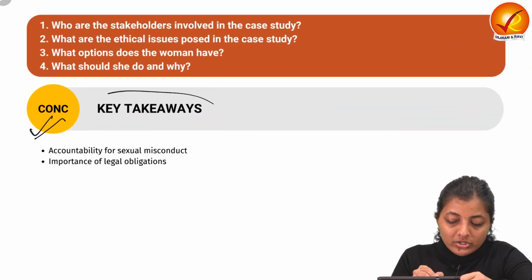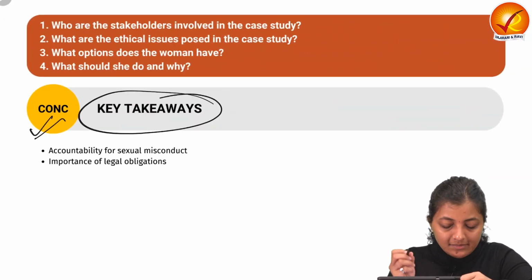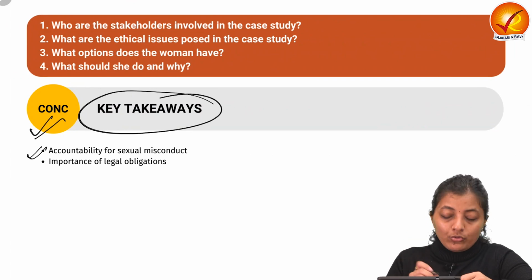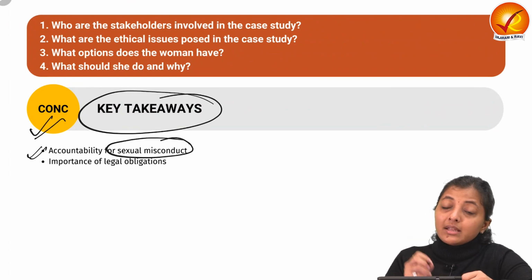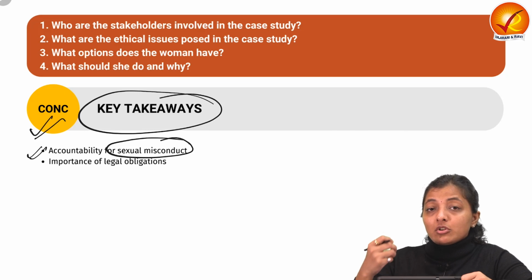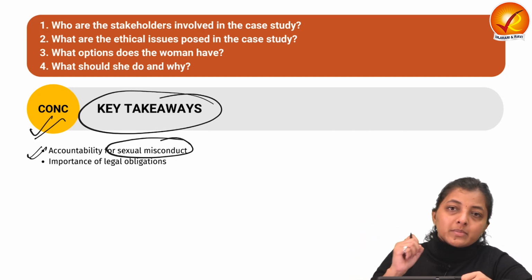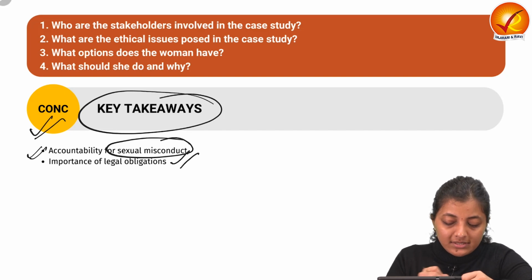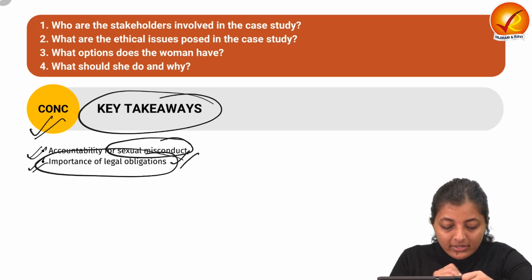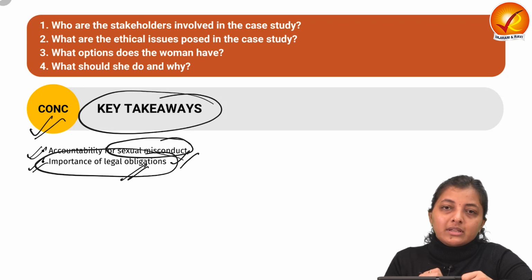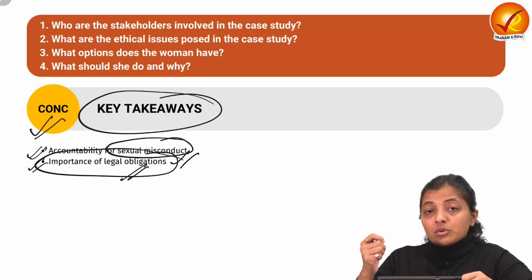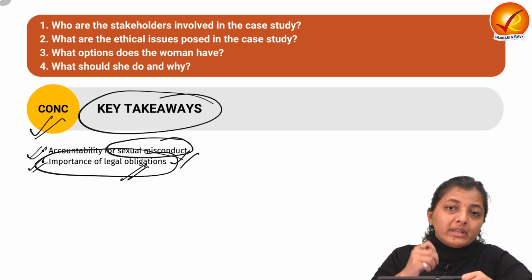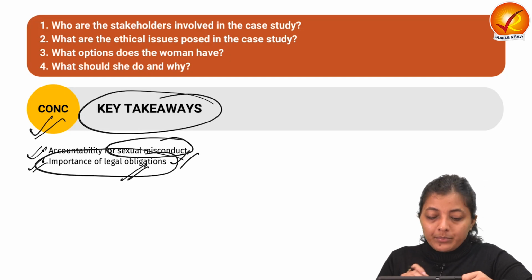Then finally, the conclusion. You can write some key takeaways: that there should be accountability for sexual misconduct, irrespective of the position of power or the position of influence you hold. There should be accountability for sexual misconduct. And you can also write about the importance of the legal obligation that the executive should be aware of before doing any misconduct in the company.